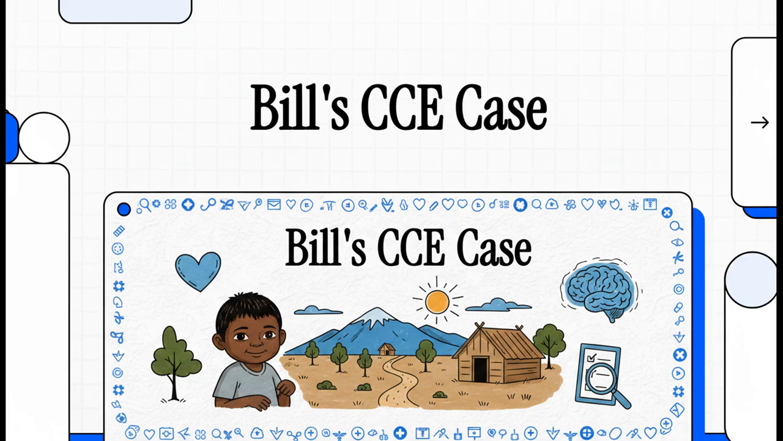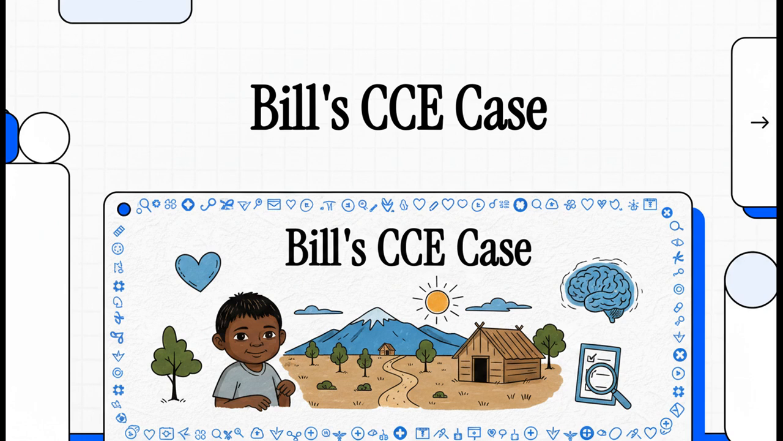Welcome to This Explainer. Today we're unpacking a truly fascinating, multi-layered clinical scenario, the case of Bill. He's a 6-year-old rural indigenous child, and his situation is an absolute classic CCE exam station. To help lower your exam anxiety today, we've wrapped up this comprehensive, deep learning for the CCE exam in a cute, professional illustration style. So take a deep breath.